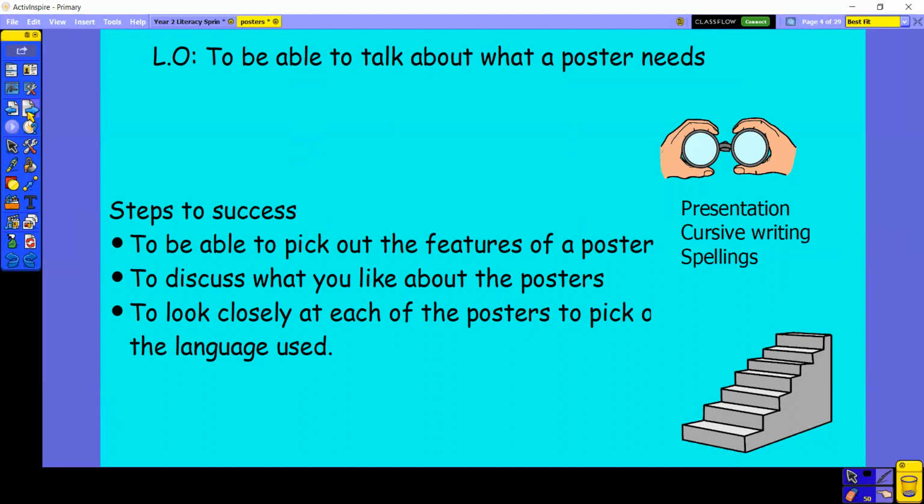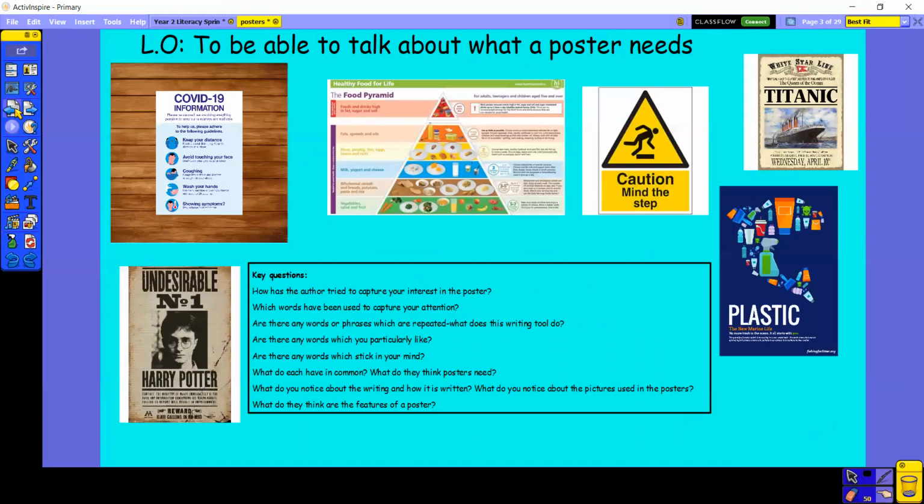So the more you talk about the different features that the poster has and that you can see, the more you talk about these posters, then the easier it will be for you when it comes to actually writing and designing your own poster for next week, okay? So I'm going to let you go and have a good old chat about all the posters that you can find. Perhaps you can even find some other ones online that really catch your eye or capture your interest.